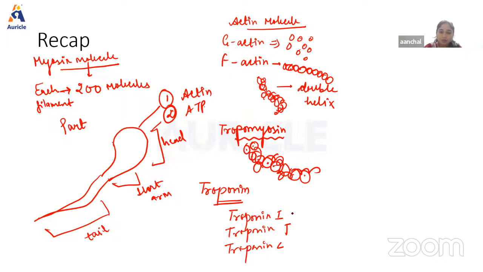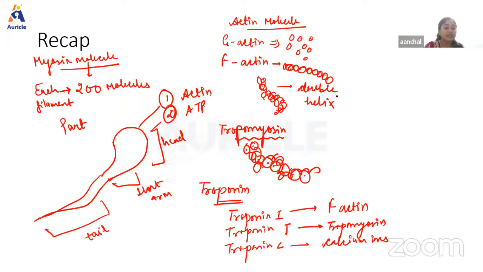Okay. Now troponin I is attached to F-actin, whereas T is attached to tropomyosin and C is attached to calcium. Also, the function of the calcium ion we're going to discuss in detail. Okay, so this is all about the various contractile proteins, right? Along with this, other proteins are also there.